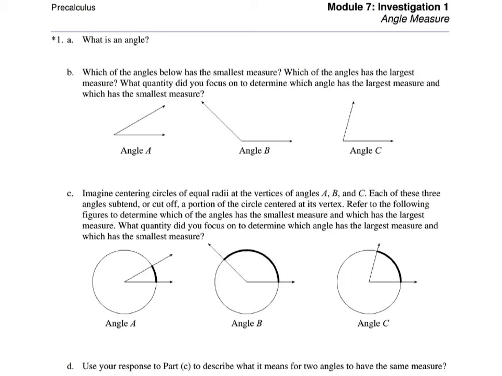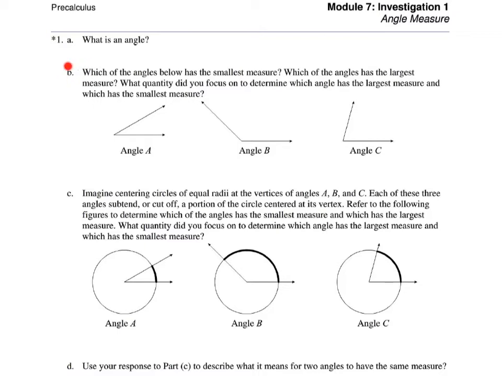In Module 7, Investigation 1, we will think deeply about what an angle is and what it means to measure an angle. You will complete all parts of questions 1, 2, 5, and 6 before coming to class. Consider the angles in question 1. First, describe what an angle is and answer part A. Then, think about what it means to measure an angle by answering part B.